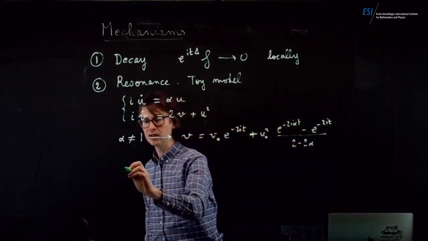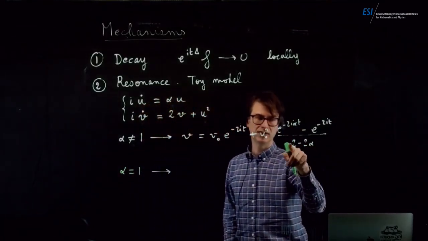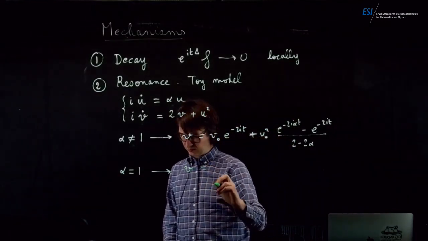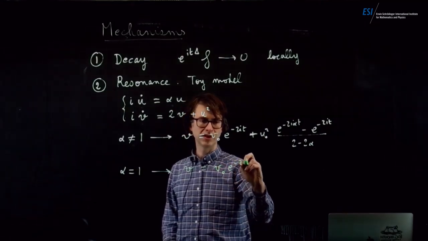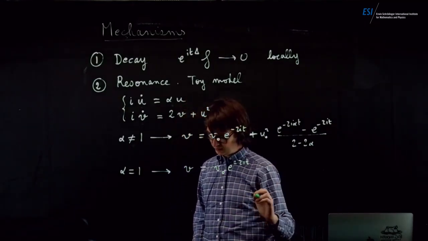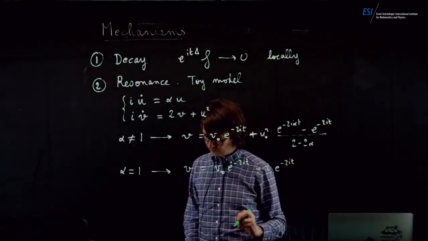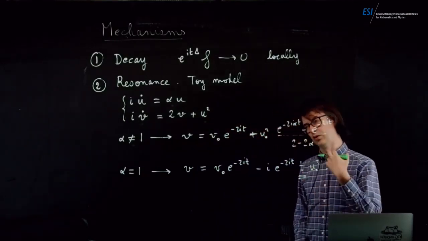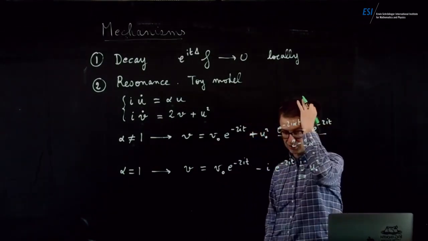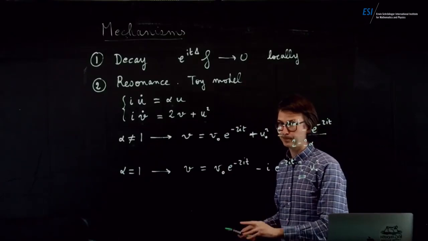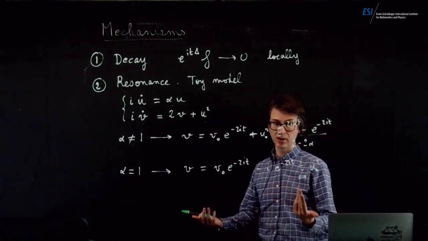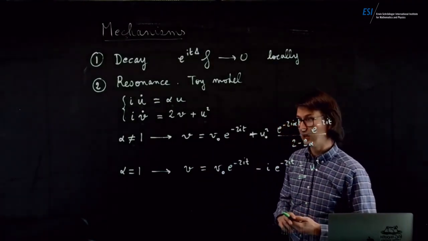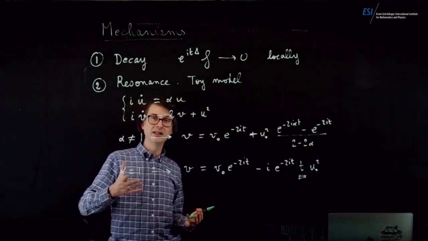Now if alpha equals 1, you see that the denominator degenerates, and what you find is linear growth, namely V is V naught e to the minus 2it minus I e to the minus 2it times t times u naught squared. So the important point is that there is a t here. So if alpha is 1, you get linear growth, which is also sometimes called secular growth. And then the system becomes unstable in an obvious sense, right? No matter how small you take the data, the solution can become arbitrarily large. So that's a well-known phenomenon, basically.